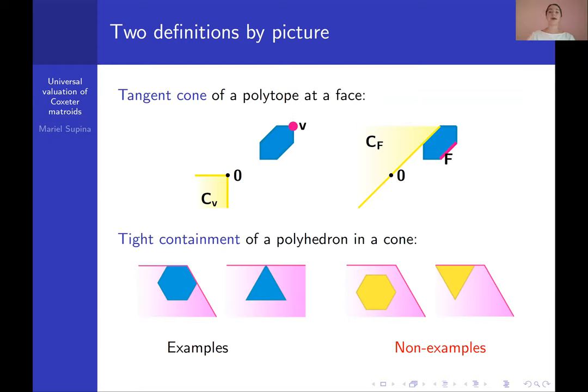And the other two are not examples because neither of those yellow polytopes intersect the cone in the lowest dimensional face, in the point. One important thing to note again is that tangent cones of a polytope, you'll always be able to translate them to the face that they correspond to, and then the polytope will be tightly contained in that translation of the tangent cone. So notice that if I take this CV from the upper left picture and I translate it up by V, so the origin is now at V, then the whole polytope is tightly contained in its tangent cone. So these definitions are what we need in order to define a universal valuation for a family of deformations of some polytope.